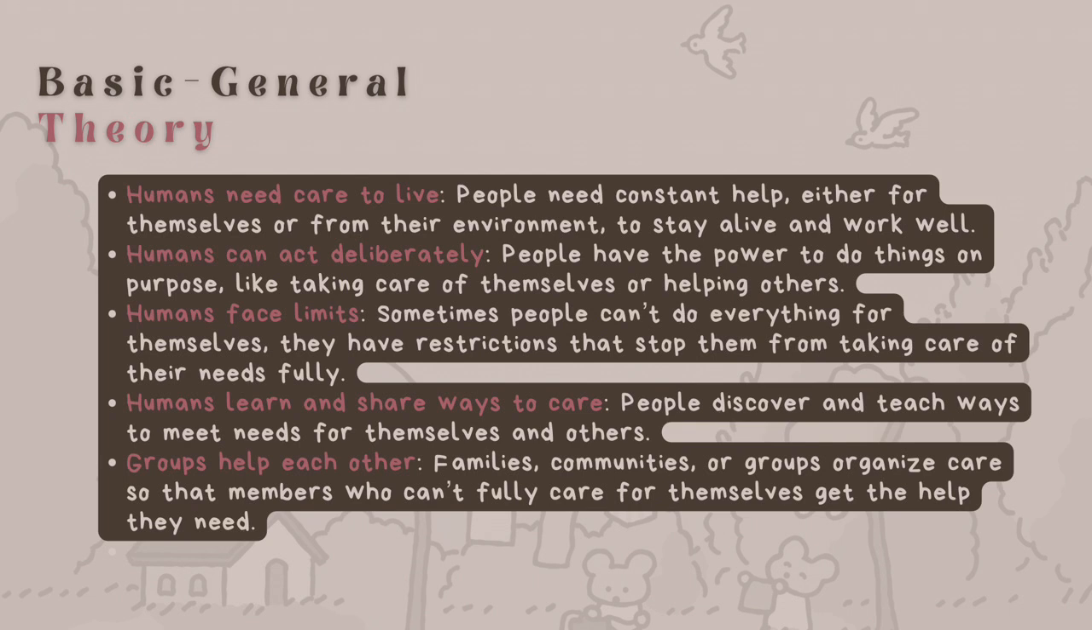Humans learn and share ways to care. People discover and teach ways to meet needs for themselves and others. A diabetic teaches his child about proper diet. Kunyari, example ng humans learn and share ways to care is yung isang diabetic person doon sa bata, nakita niya na kumakain ng maraming candy. Ngayon sabi ni diabetic, ay wag kang kakain ng candy kasi alagaan mo yung sarili mo kasi it contains a mass amount of sugar. You can have a different disease. One of these is diabetes.